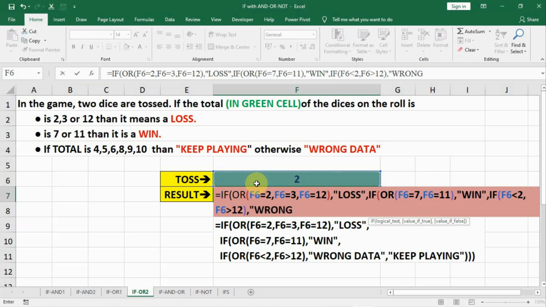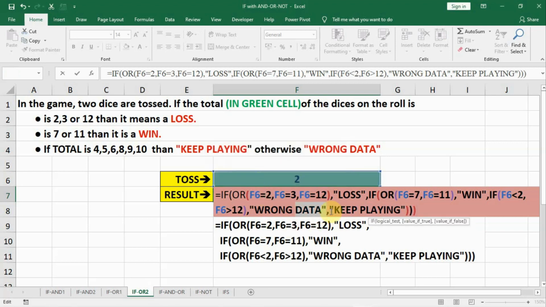If this is not a wrong data, then person is having 4, 5, 6, 8, 9, 10, and person should keep playing. So we'll write a message, and in this manner we'll solve it out. We have to close 3 brackets because of 3 if statements.